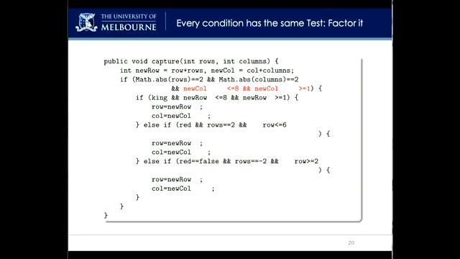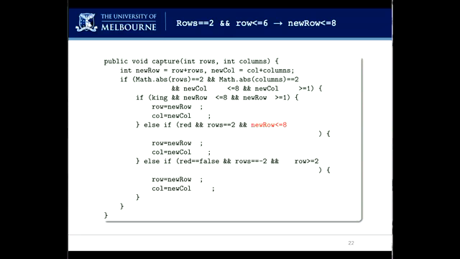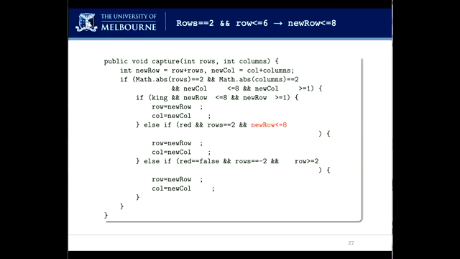What else can we see? Well, you have row less than or equal to 6, which, sorry, we can change to newRow less than or equal to 8. It's to do with the rules of the game and keeping it on the board.